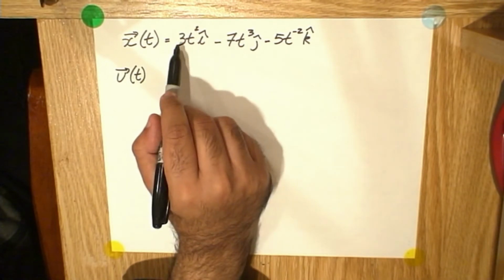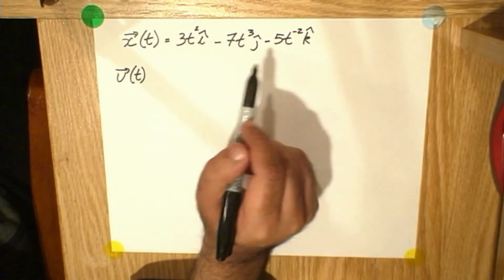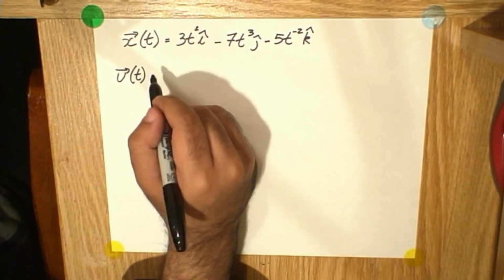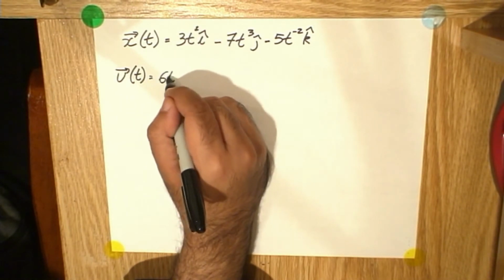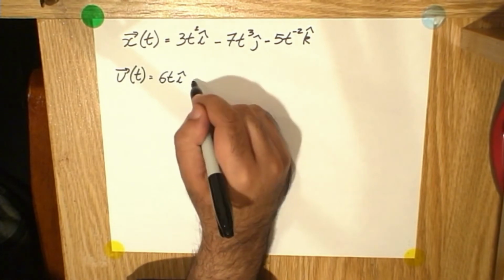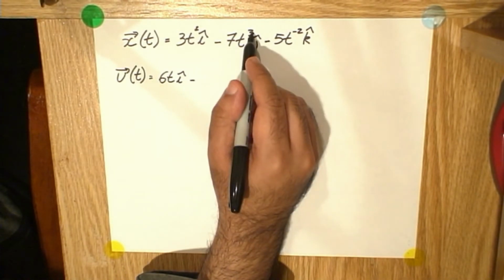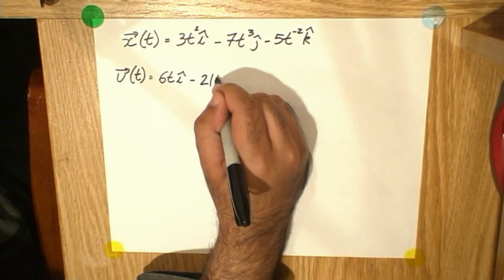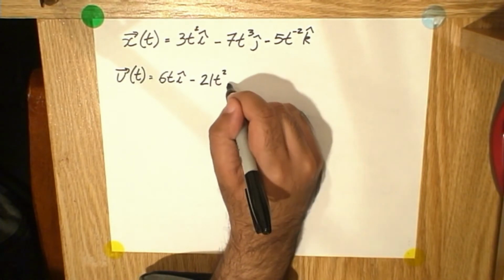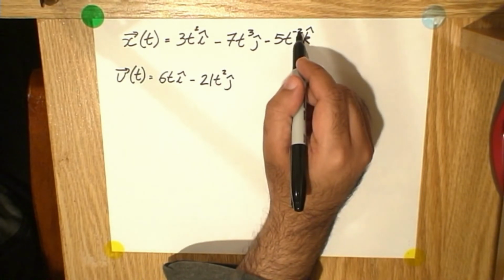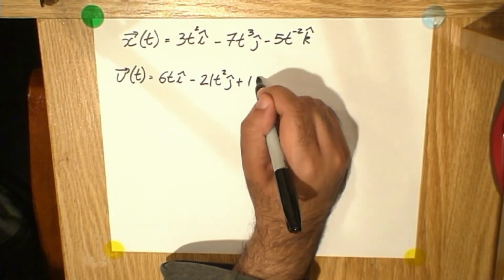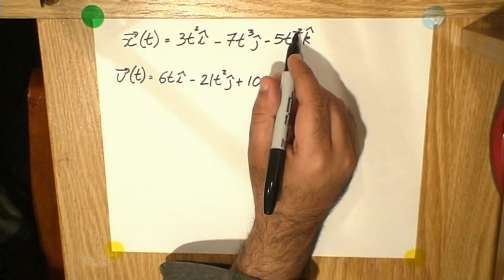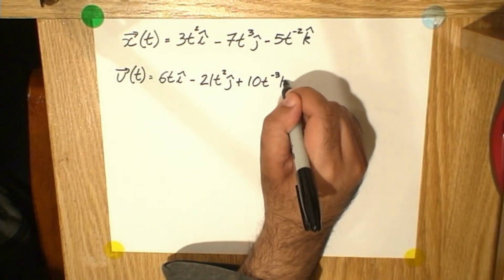So we have to take the term-wise derivative of each one of these directions. So i hat is going to become 2 multiplied by 3 is 6 times t, minus j hat, 3 times 7 gives us 21, and the 3 drops down to a 2. And in the k hat direction, negative 2 times negative 5 gives us plus 10, and this exponent now drops to a negative 3.